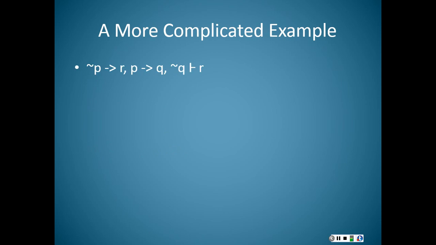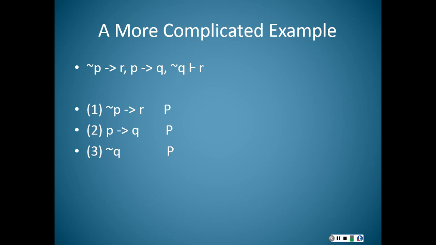Here's a more complicated example. Take the following sequent. If not P, then R. If P, then Q. Not Q, therefore R. This argument pattern is also valid, and the rules that we've developed so far allow us to prove that it is valid. So as usual, we begin by writing down our premises.